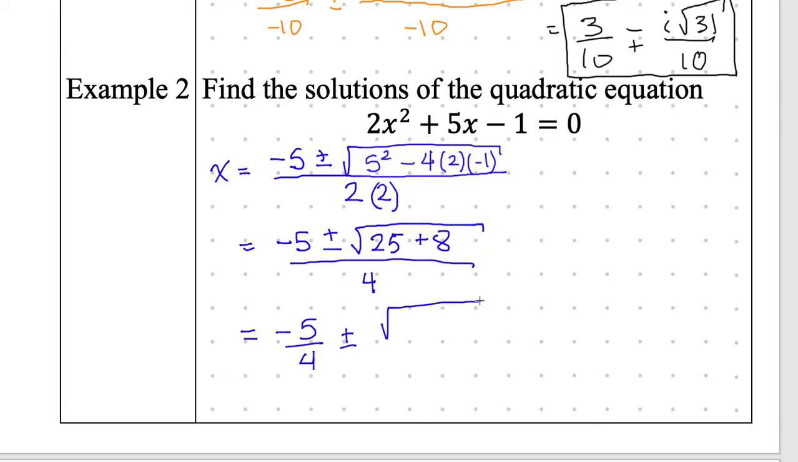What is the square root in here? I think I did something wrong. Oh, can you add 25 and 8 for me? Is it negative? Also, you have a very nice R. 33. It is indeed 33.